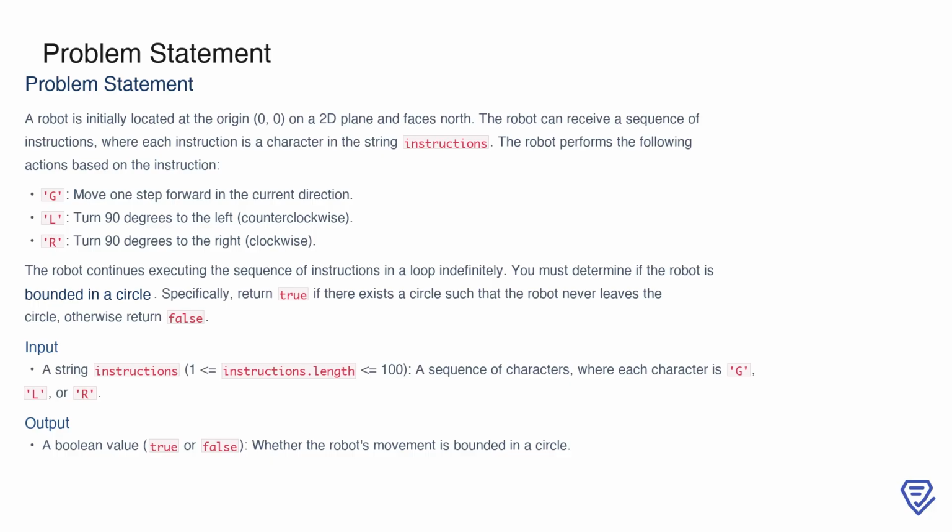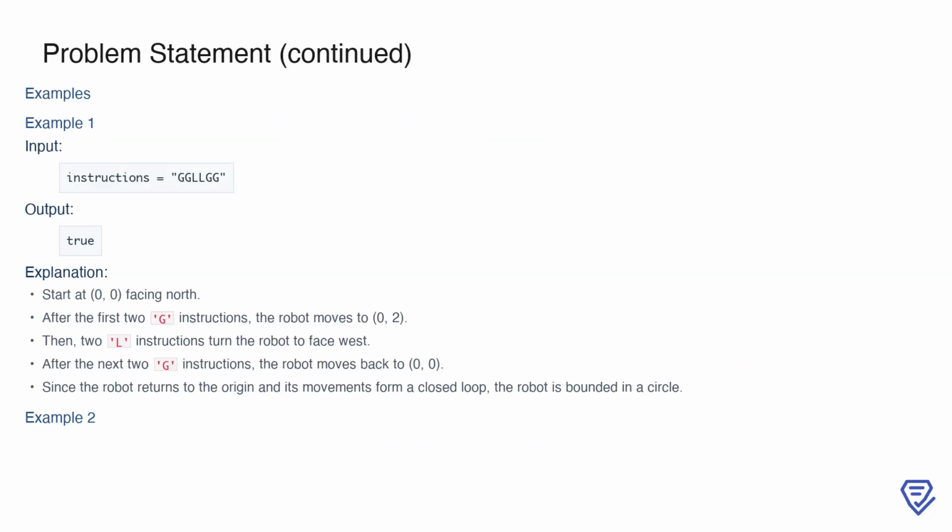The task is to determine whether the robot's movement is bounded within a circle. This means we need to check if there exists some circle such that the robot never leaves it, no matter how many times the instructions are repeated. The output will be true if the robot is bounded in a circle, and false otherwise. Let's take a look at the first example to understand this better.